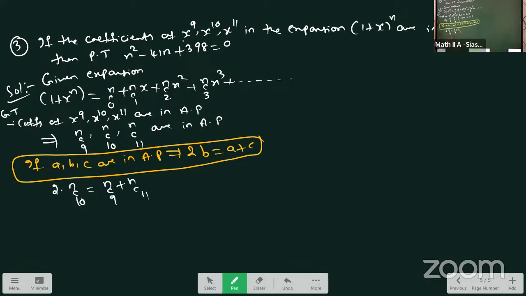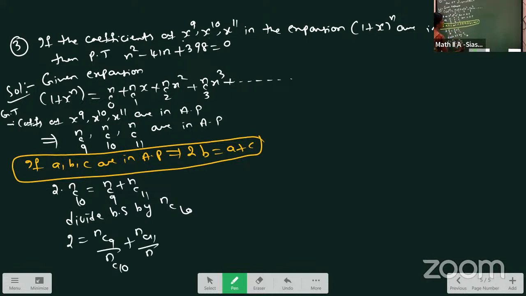Now you have to simplify. Simplification can be done in different ways. Here I am going to tell the easy way. First, divide both the sides by NC10. So we will get 2 is equal to, NC10 cancels, NC9 by NC10 plus NC11 by NC10.